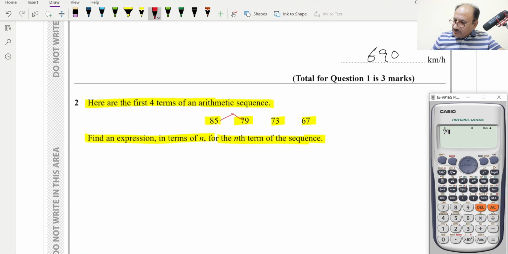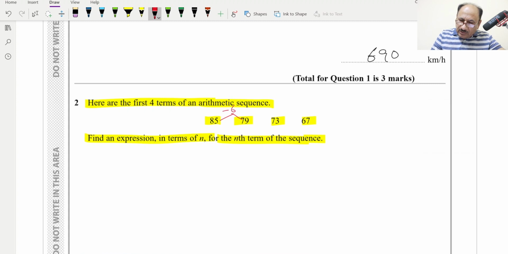So 79, second term, minus first term. So 79 minus 85 will be equal to minus 6. Similarly, this difference is also minus 6, and this difference is also minus 6. So the D value is equal to minus 6. The A value is equal to 85.